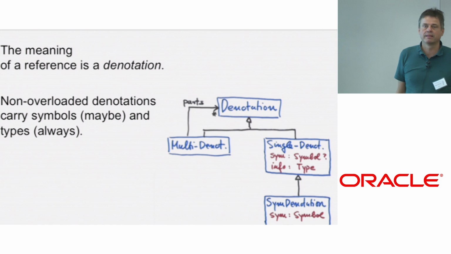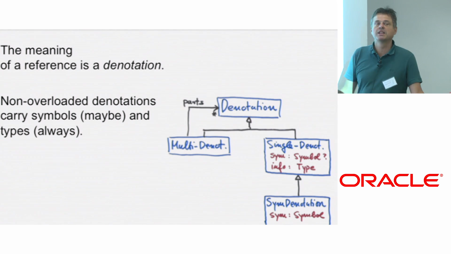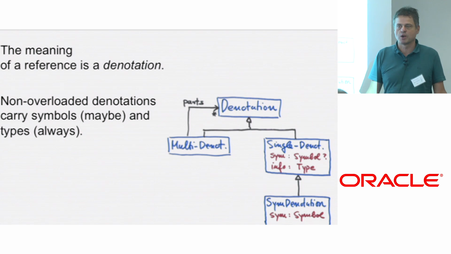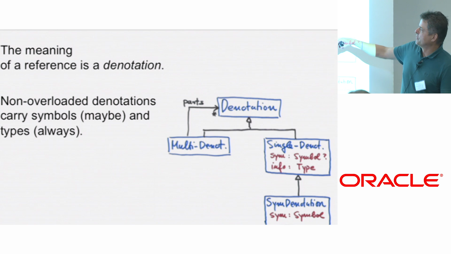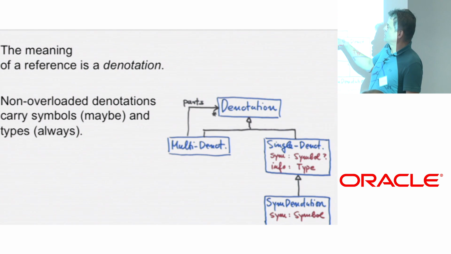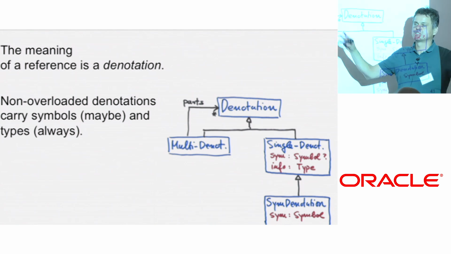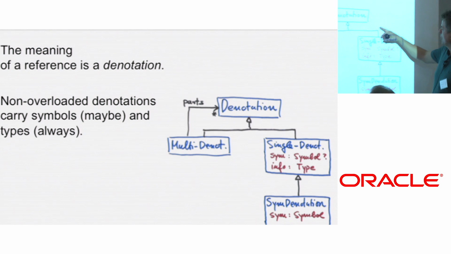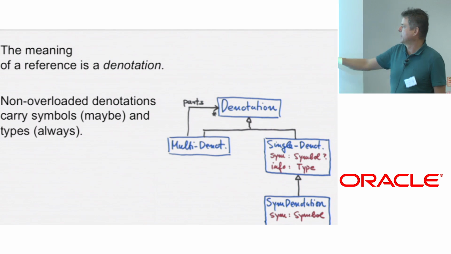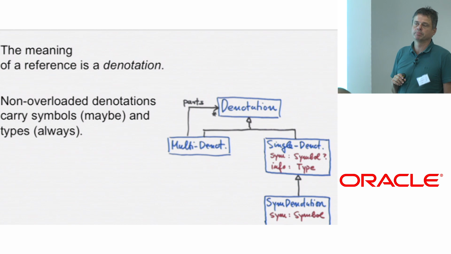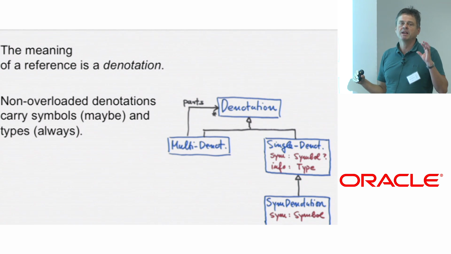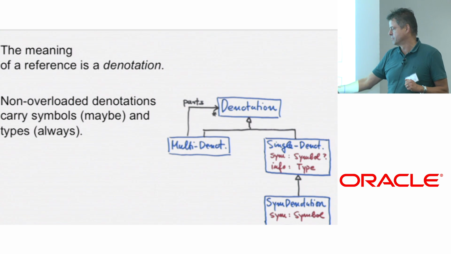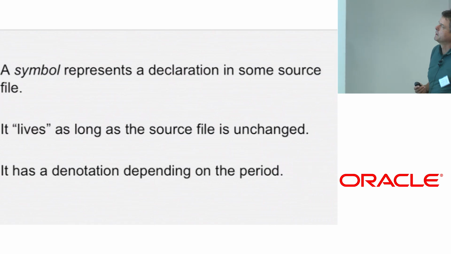Okay, so what does it mean then? Well, we introduce a new thing. So a reference denotes something. So the thing it denotes is obviously a denotation. So that's how we named it. So a denotation then is either a multi-denotation, that means it's overloaded, we don't know yet which ones, or it's a single denotation, and then it might have a symbol and it always has a type. And then there's a subclass of single denotation called SymDenotation, which says, well, in some cases, actually, I do have a single symbol, and that's what the symbol is.